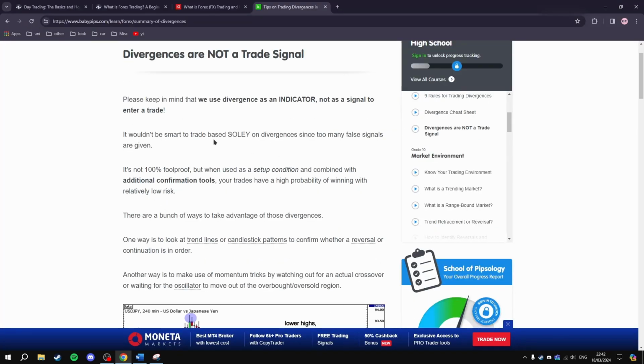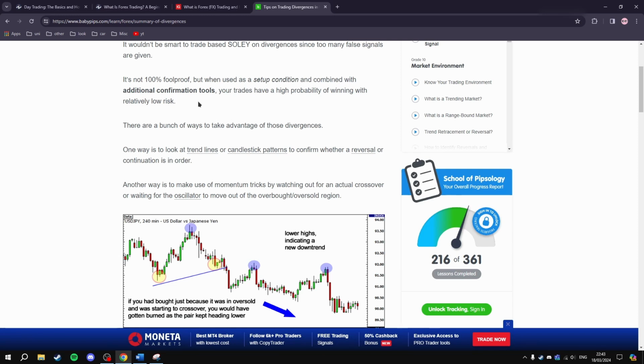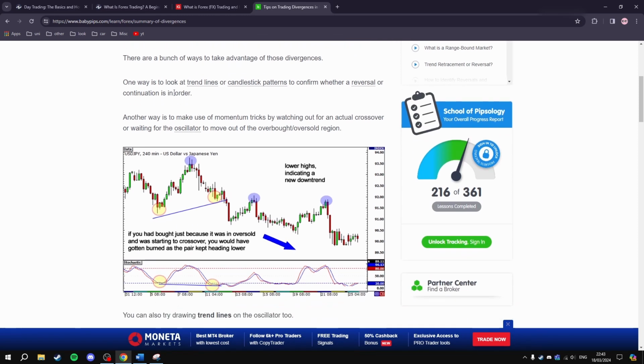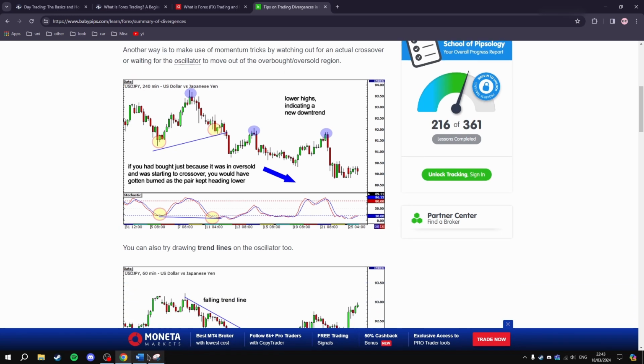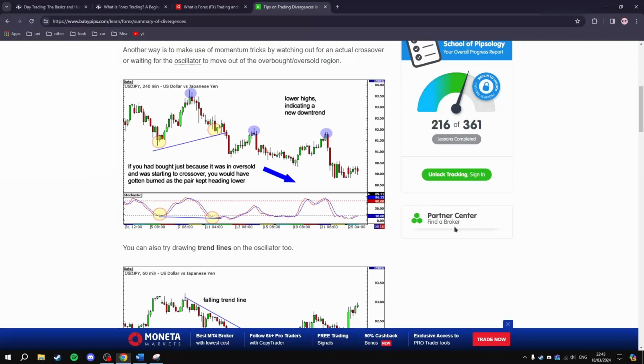It wouldn't be smart to trade based solely on divergences, since too many false signals are given. It's not 100% foolproof, but when used as a setup condition and combined with additional confirmation tools, your trades have a high probability of winning with a relatively low risk. There are a bunch of ways to take advantage of those divergences. One way is to look at trend lines or candlestick patterns to confirm whether a reversal or continuation is in order. So use divergences with other tools for confirmation.